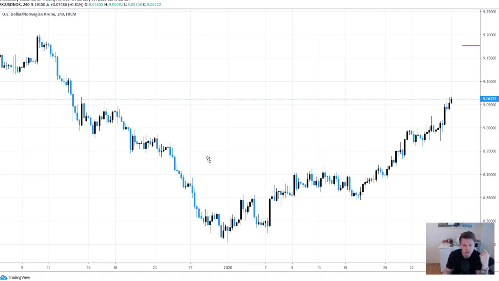If you use, for example, an RSI or stochastic or MACD, you will see that this is going to give you a divergence as well, because the price is actually slowing down. And this is what a divergence tells you.